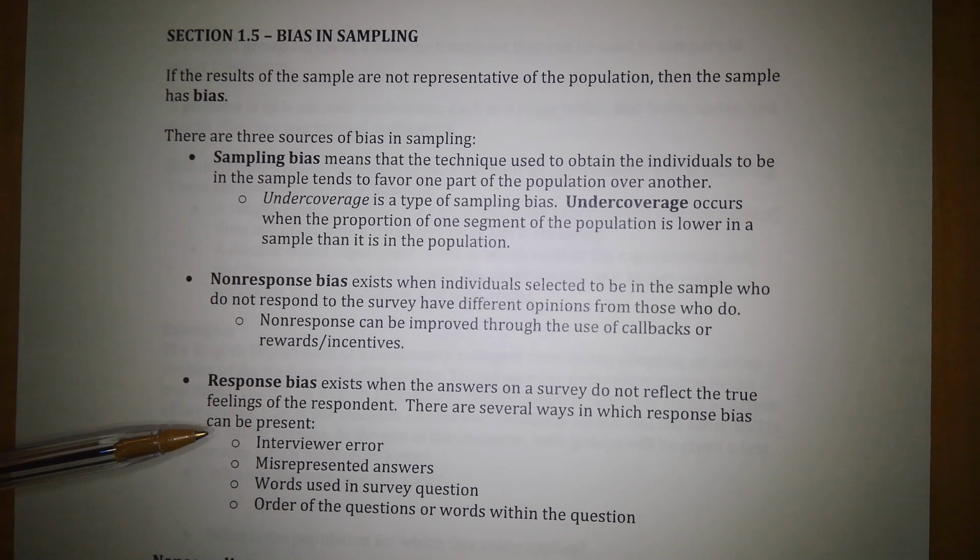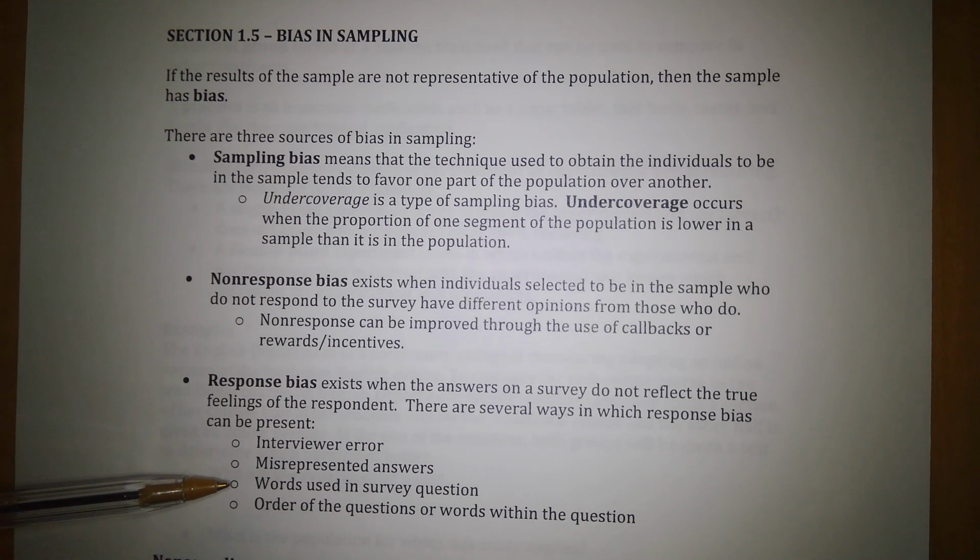To prevent this, you want to make sure the interviewer who's asking the questions doesn't produce any errors. The interviewer should not misrepresent any of the answers and use their own judgment for what the interviewee was actually meaning in their explanation. Be careful with the words that are used in the survey question so they're not leading the interviewee down a road of potential bias. And then make sure the order of the questions within the actual survey are randomly ordered, so they don't lead you into a particular opinion by building on a topic.